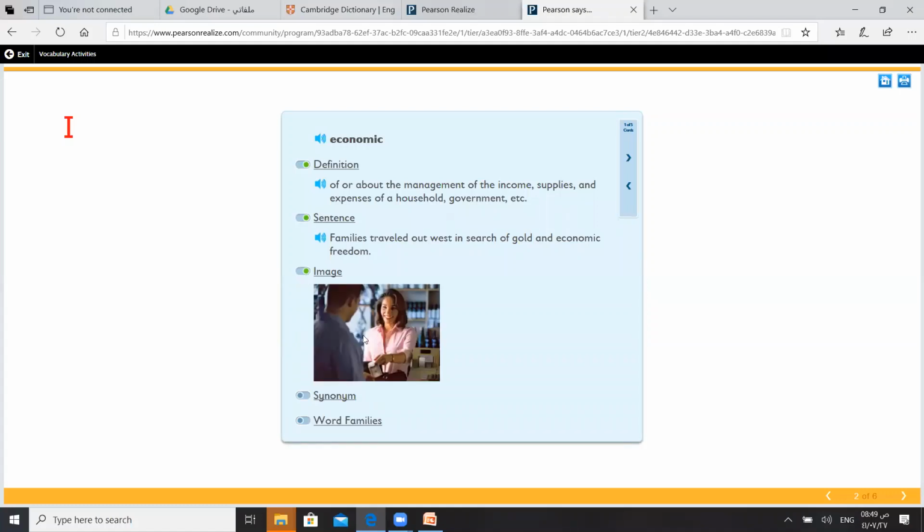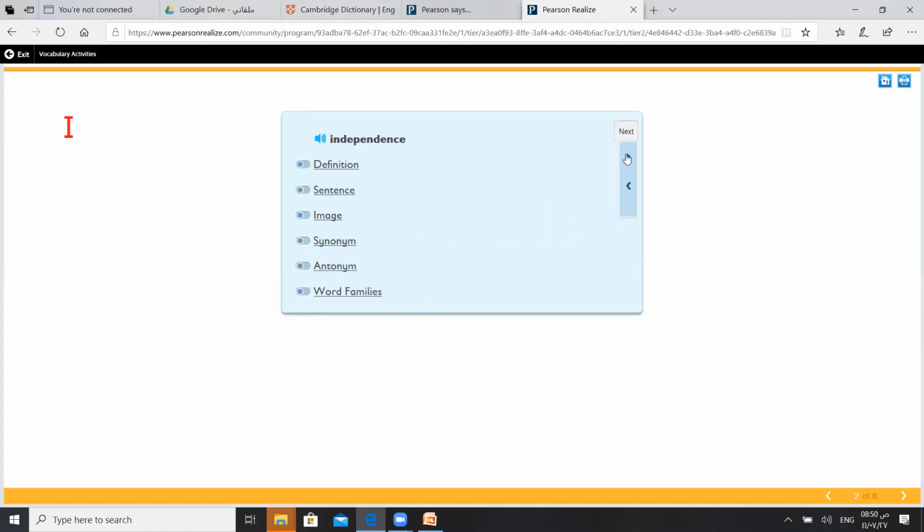So, economic: management of income, supplies, and expenses. Synonym: financial. Something related to the money. Okay, next word is independence. Repeat please the word independence.